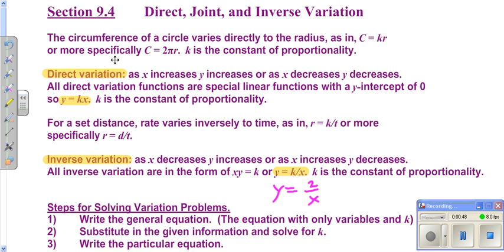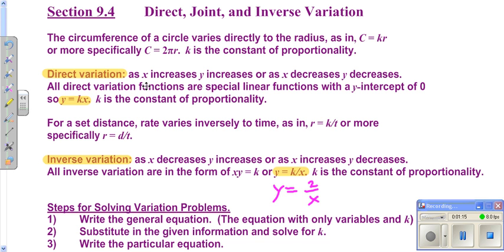Now, let's talk about direct variation. If you have a circle and you increase your radius, you know your circumference gets larger. Or if the circumference would get smaller, you know the radius would have to get smaller. So in other words, the circumference of a circle varies directly to your radius. Direct variation, once again, as one increases, the other increases, or vice versa.